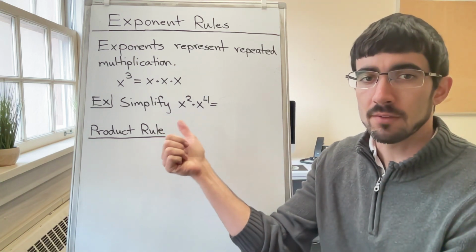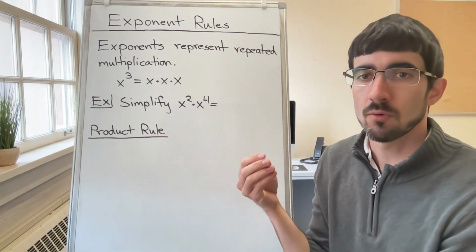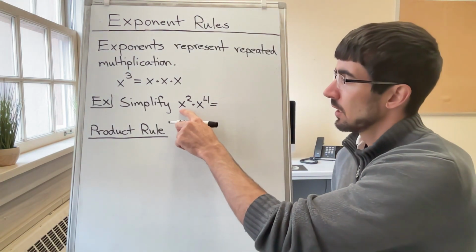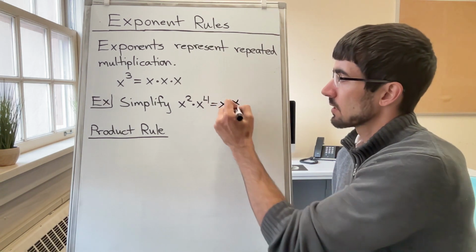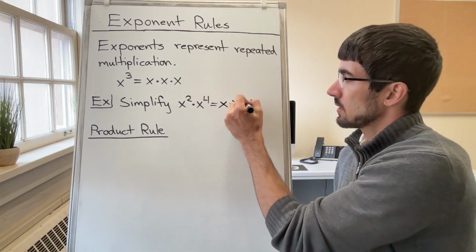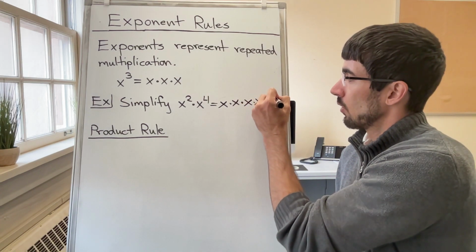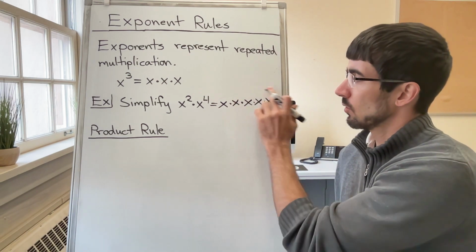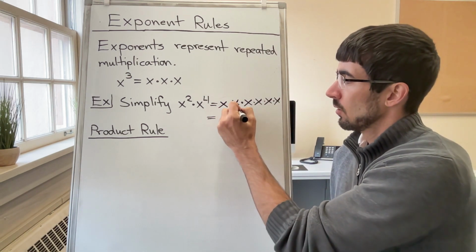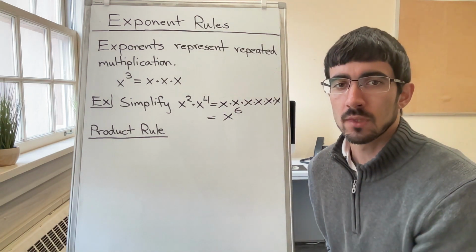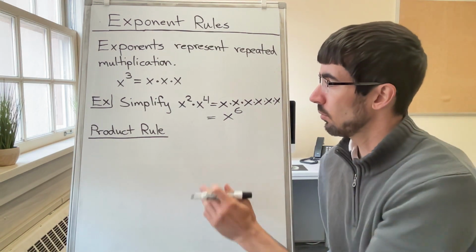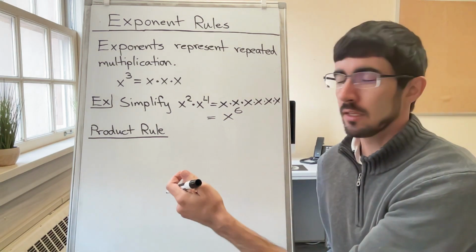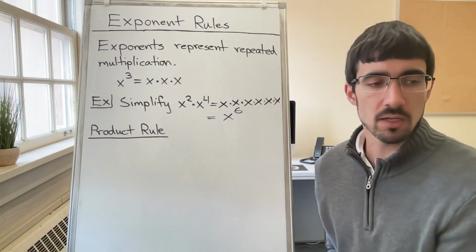So when we simplify something like x squared times x to the fourth, what's going on with the multiplication? Let's expand each of those terms. X squared means x times x. X to the fourth means 4 x's, all multiplied together. So when I take x squared times x to the fourth, I'm going to have a total of 6 x's here, or x to the sixth. So how could you explain in words or in symbols what happened as we moved from here to here? Well, we added the exponents. And that's what the product rule is all about.